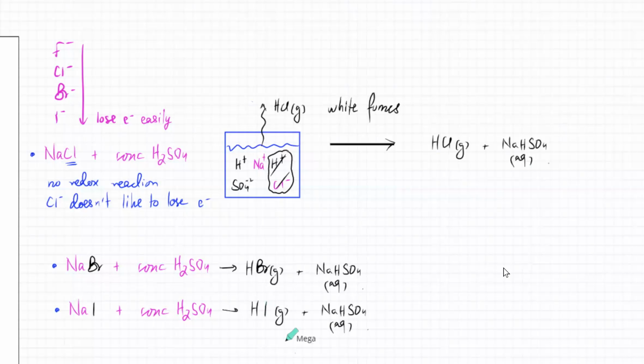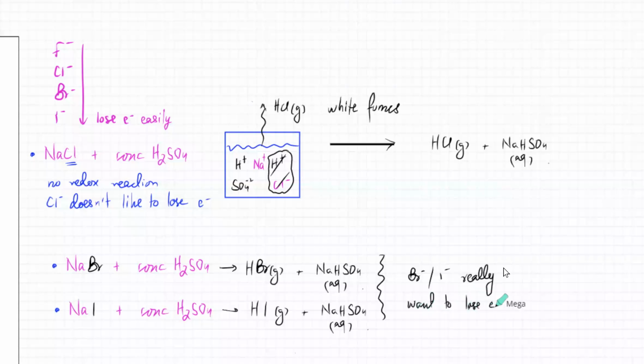HI. But the thing is that they really like to lose electrons. They're big ions and they really want to. So Br-1 and I-1 really want to lose electrons. Is that clear? So that would result in a redox reaction, and the redox reactions are given in the notes. So this is what happens.